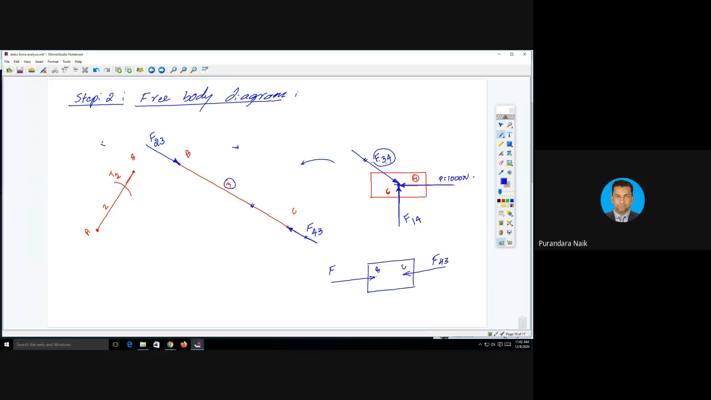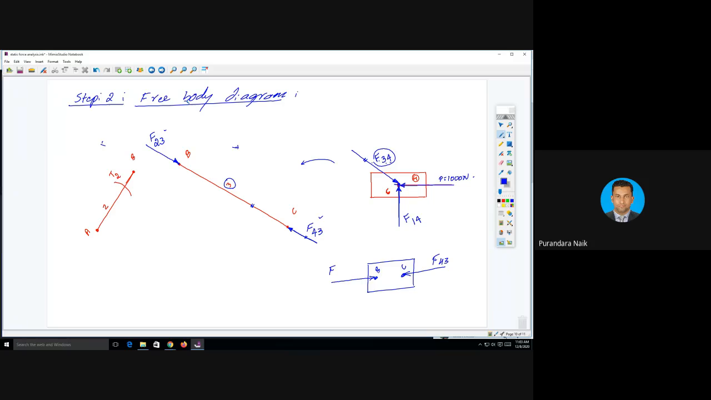It is a two-force member. Which one? Link number 3 is a two-force member, right? What is the condition for a two-force member? If the body is acted upon by two forces, these two forces must be equal and opposite. That is understood.